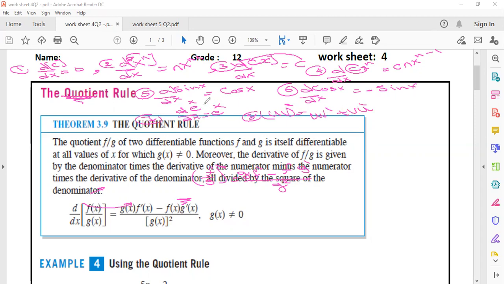Okay, please focus with me to show you how to apply the quotient rule. How do we apply the quotient rule?